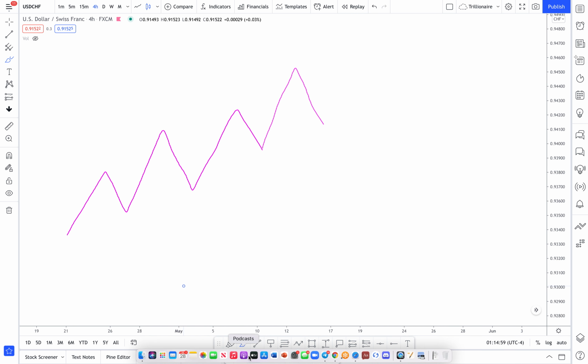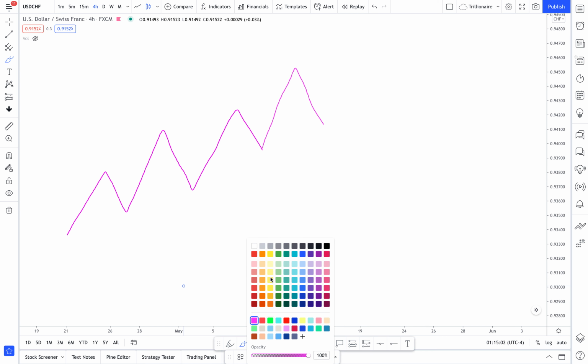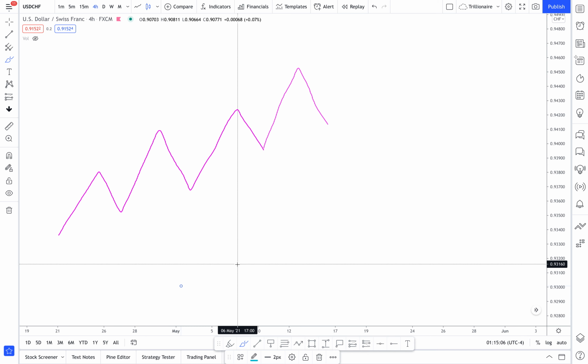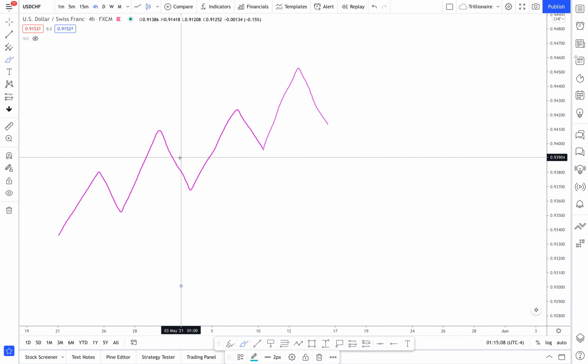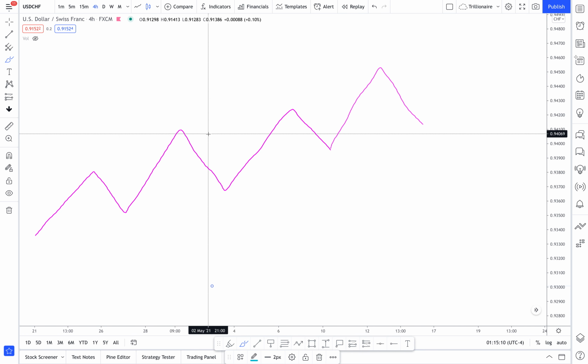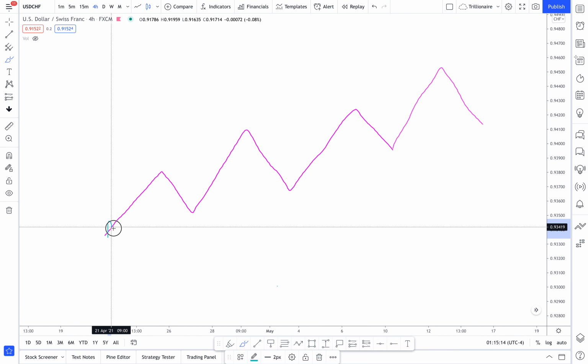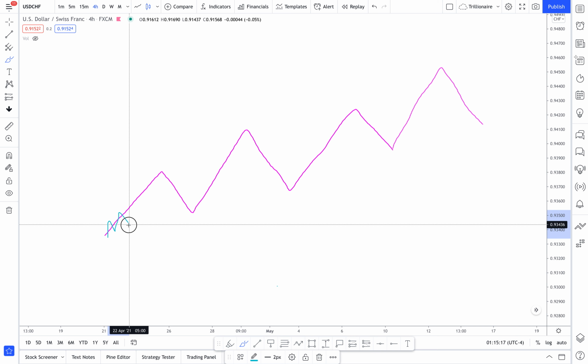Give me one second, guys. Let's change this to blue. Okay, so let's say blue is going to be my M15, and then pink is going to be my H4. On my M15 time frame, I'm going to be seeing higher highs and higher lows on this up leg right here.